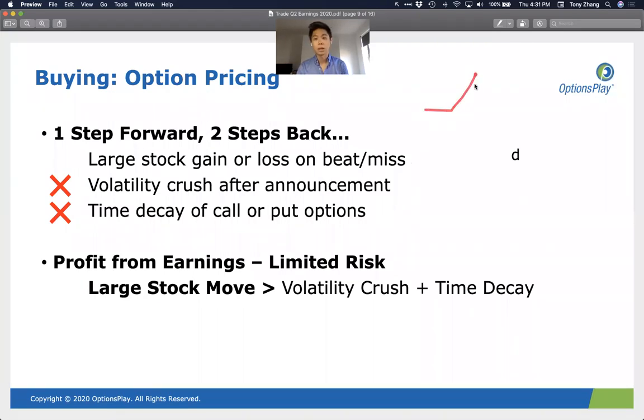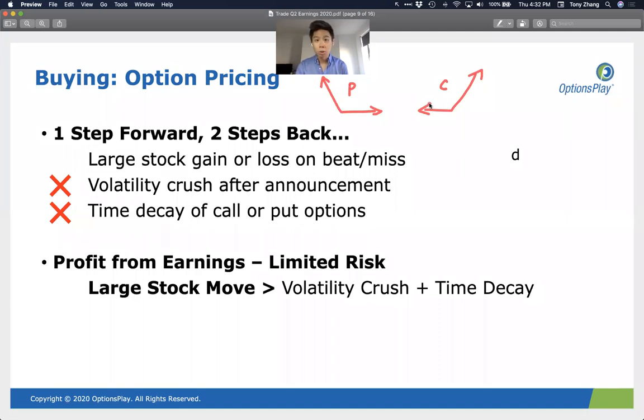Buying a call gives us a strategy that looks like this. A put gives us a strategy that looks like that. And both strategies give us unlimited upside if we're on the call side and unlimited downside on the put side. But both strategies have limited losses. So no matter what happens, if we get the direction wrong, we have limited losses.